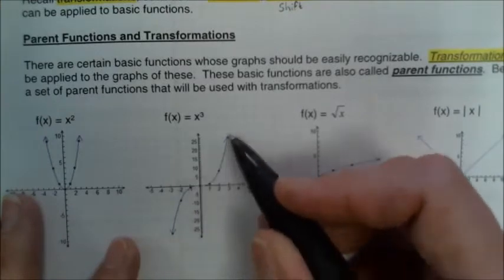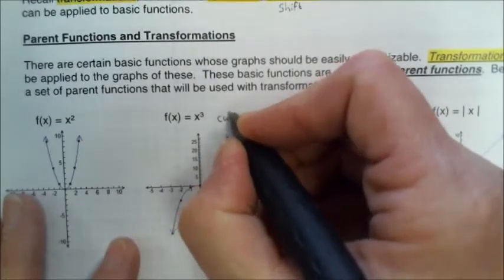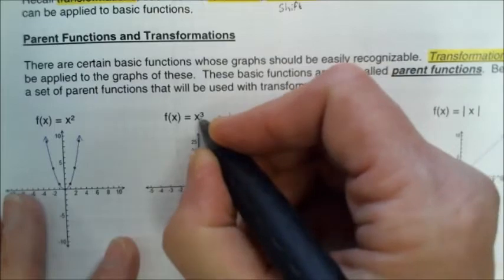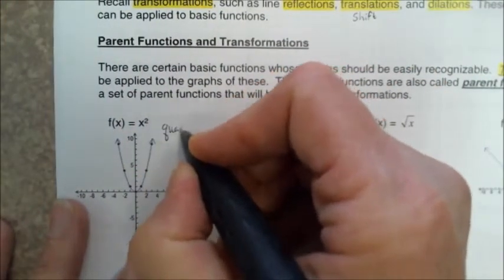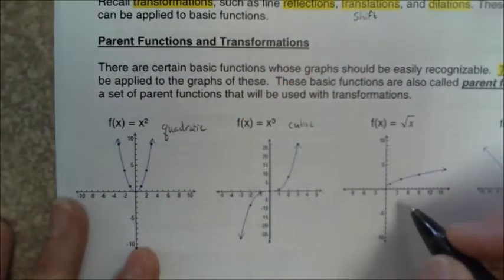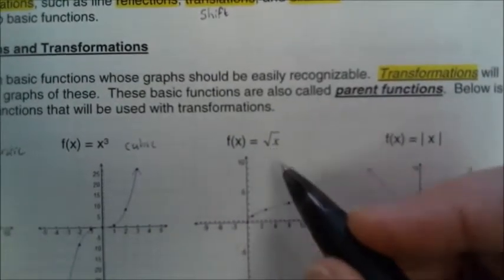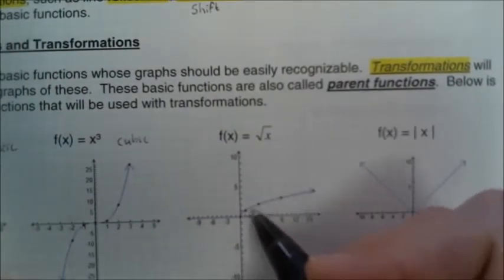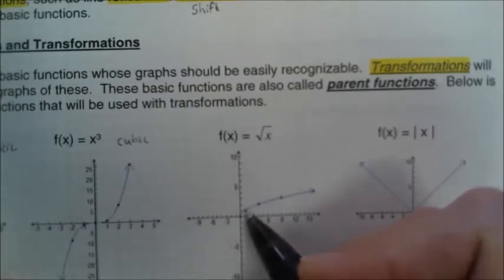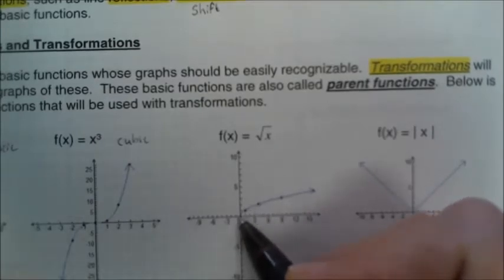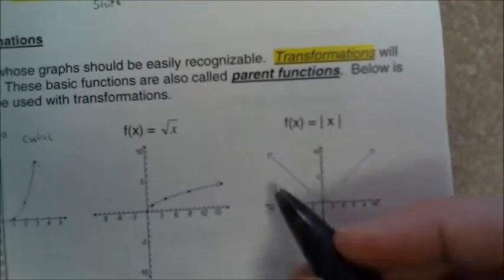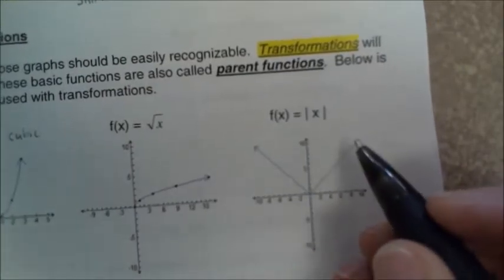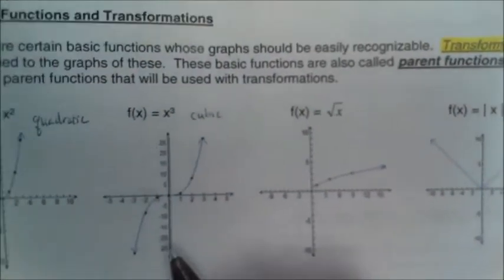Another parent function is called the cubic function. Okay, this is cubic, y equals x cubed. This is called a quadratic function because y equals x squared. This one is y equals the square root of x. So for all of these x values, you take the square root of it. So the square root of 1 is 1, the square root of 4 is 2, the square root of 9 is 3. So these are the various points on the square root graph, and this is the absolute value function that we graphed today. These are 4 basic parent functions.